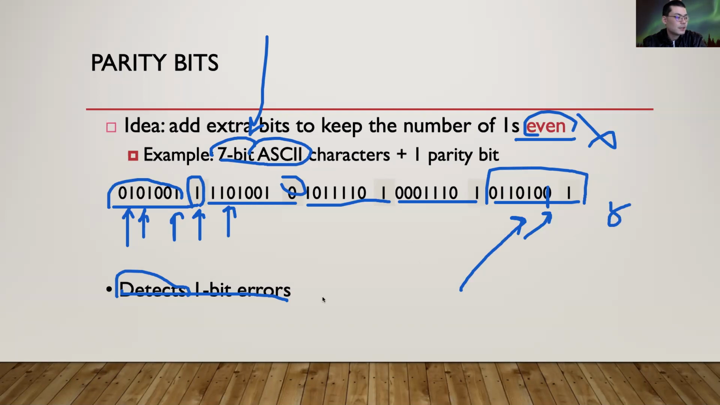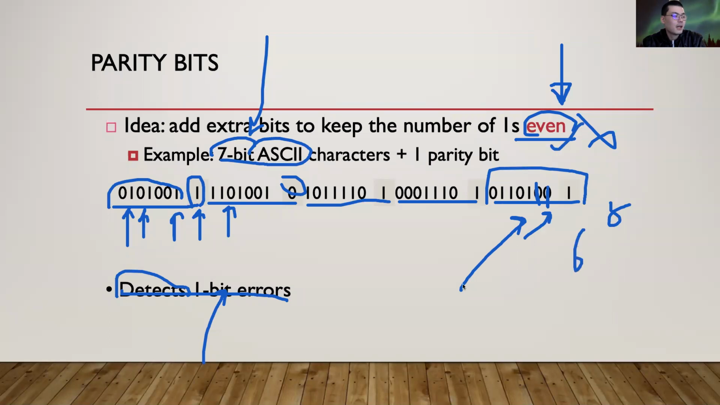You can see any bit that's wrong will affect the odd or even parity of the number. As long as there's only one bit wrong, you can detect it, but if there are 2 bits wrong, you cannot. For example, here we have 5 ones plus 1 is 6, which is even.